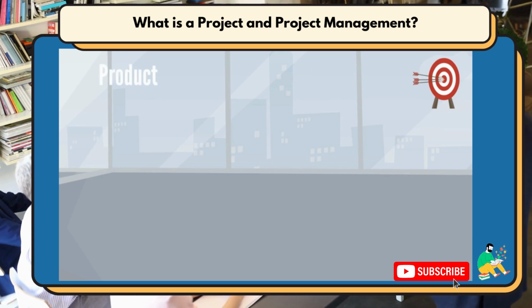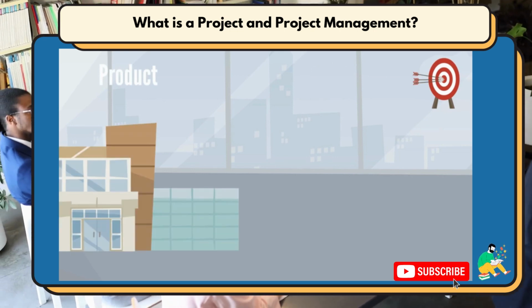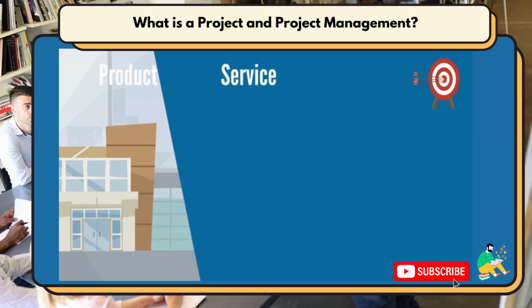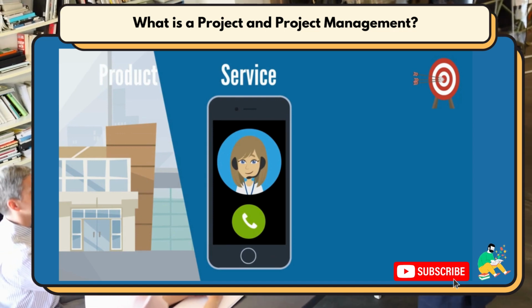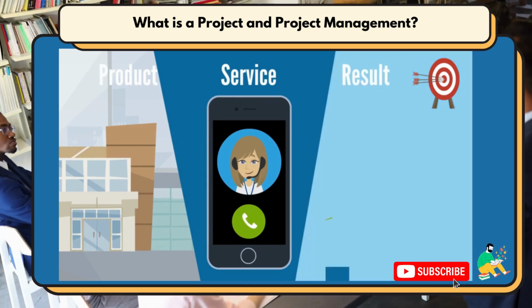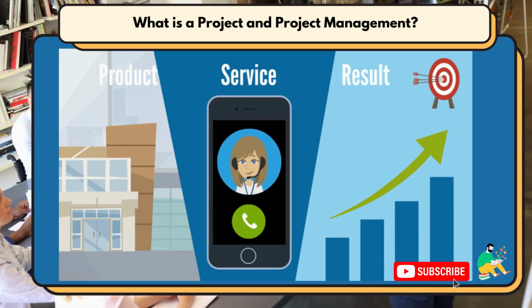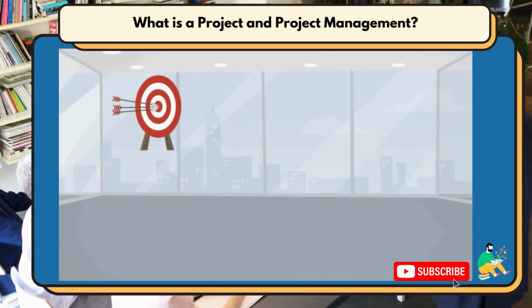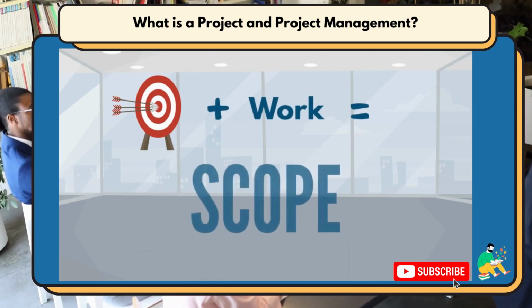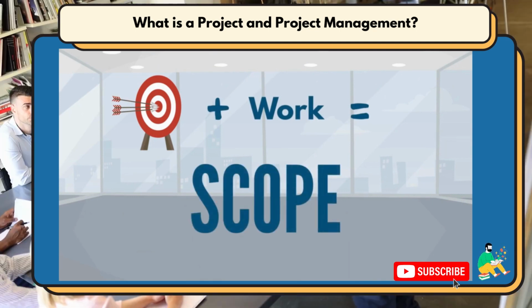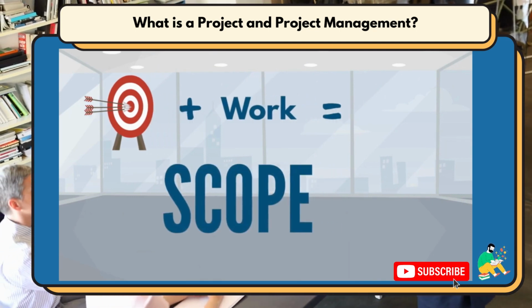This output can be a product, like construct a new office building, a service, like outsource a call center, or a result, such as improve an existing business process. The output, together with the work done to create it, is called project scope. The scope of each project is unique.